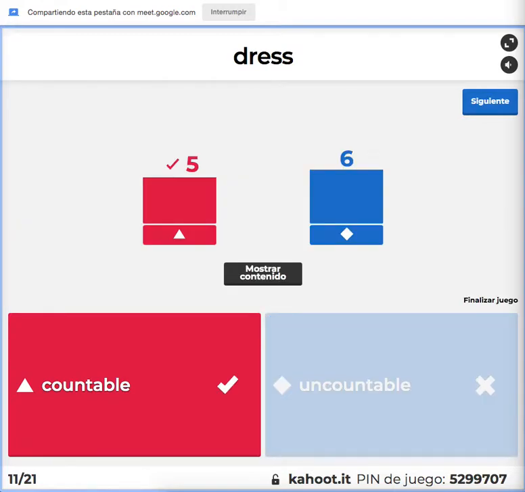No. Okay, look at this one, dress. Dress is countable. You can count dress. What is the plural form of dress? Dresses, vestidos. So this is something that you can count. You can count 1 dress, 2 dresses, 3 dresses. Puedes contar los vestidos y te dices, ¿cuántos vestidos tienes? I have 3 dresses. So it is countable.